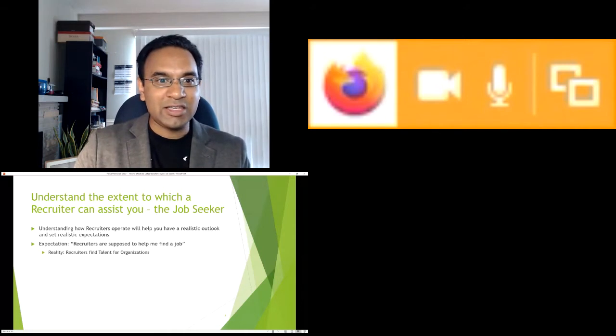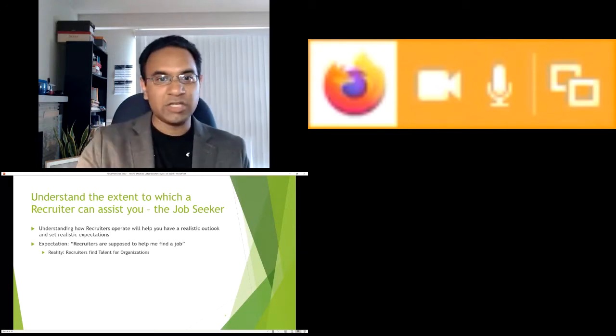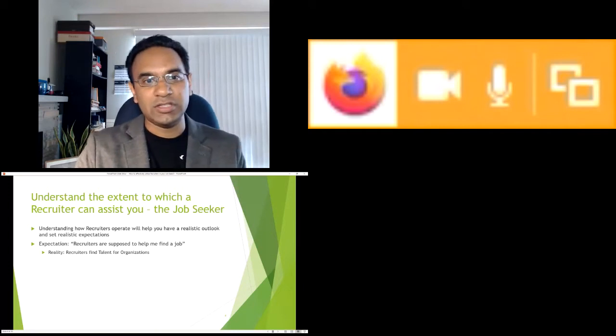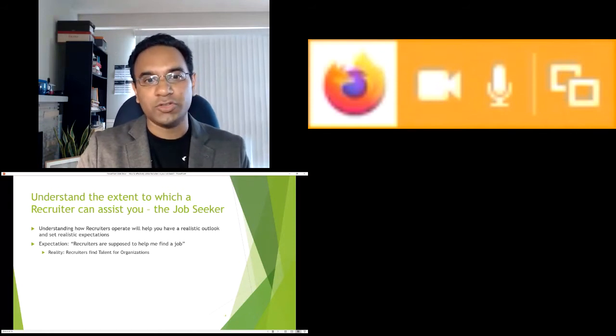But look, the reality is this. Recruiters find talent for organizations, folks. This is very important. If you're taking notes, you want to write this down, because there's a very clear differentiating factor between these. The expectation is that recruiters are supposed to help me find a job. But actually, the reality is the recruiter's job is to find talent for organizations.